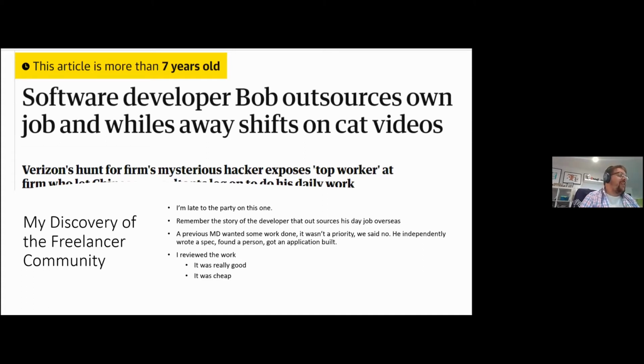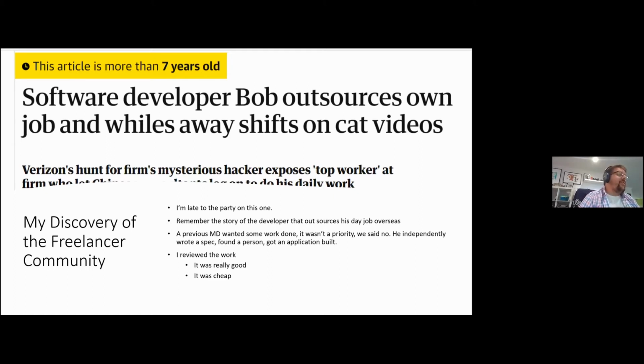I'll start off with this: I'm late to the party on this one. I usually am late to the party on most things. I didn't get into Seinfeld when it was on; I got into it after the fact. I didn't get into Firefly until after the fact. I think most people didn't get into Firefly until after the fact, but that's another story. I'm late to the party on this one.